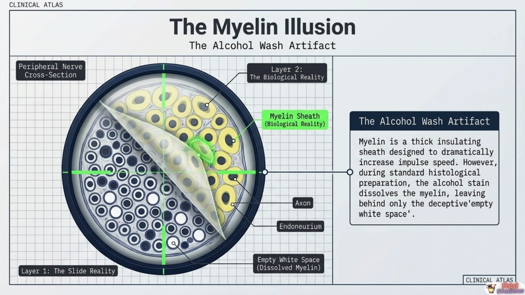In biological reality, this space is densely packed with myelin, a thick, lipid-rich insulating sheath wrapped tightly around the axon. However, because myelin is primarily composed of fats, the harsh alcohol washes used during standard histological slide preparation completely dissolve the lipid layers. Therefore, the fat is washed away, leaving behind only the deceptive empty white space. Recognizing this alcohol wash artifact is crucial for correctly interpreting nerve tissue under a light microscope.